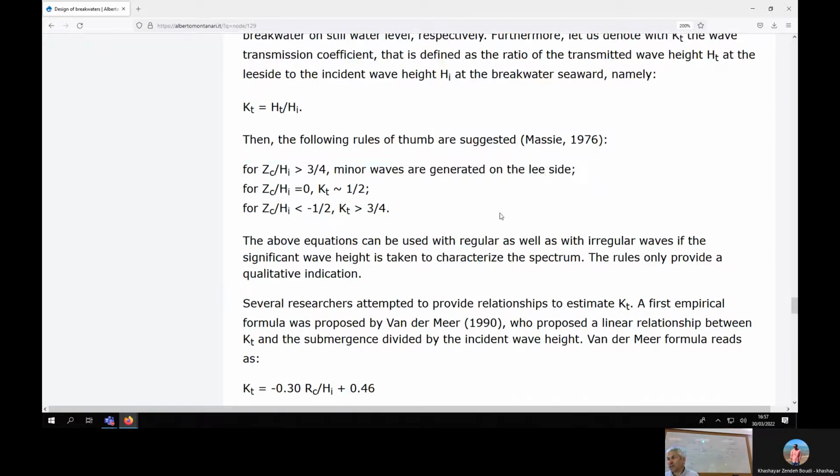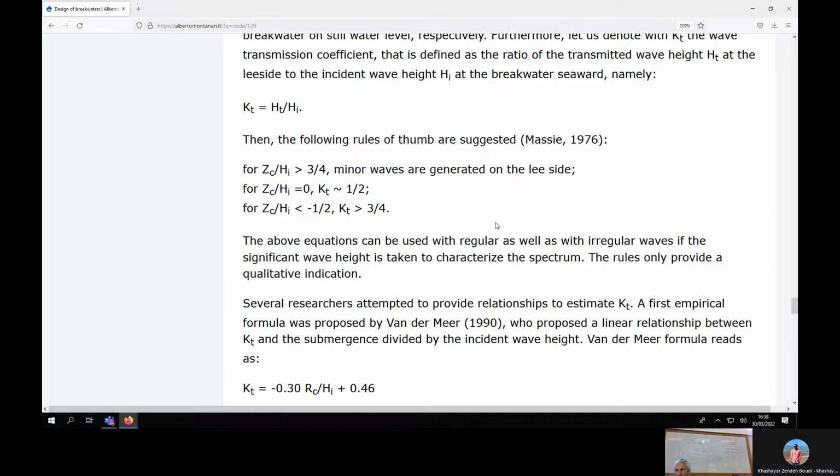So if you have ZC divided by the wave height on the offshore side that is more than 3/4, which means that the elevation of the breakwater is comparable to the wave height, 3/4 means 0.7 of it, then you have minor waves generated on the lee side.